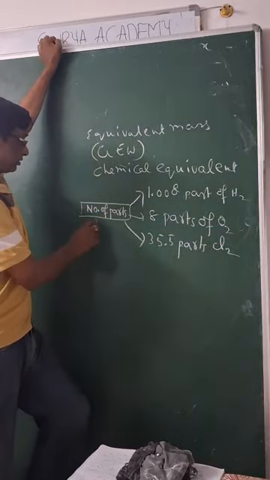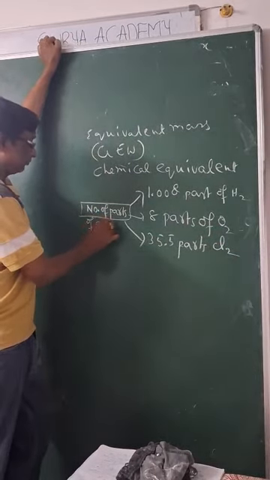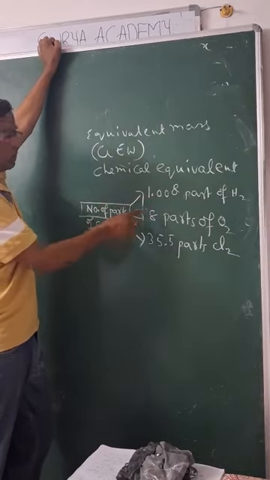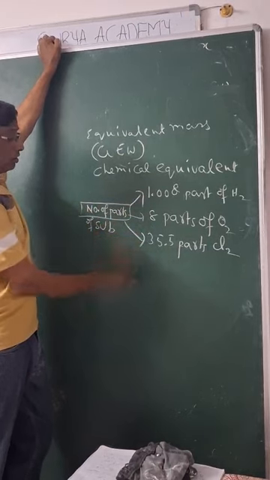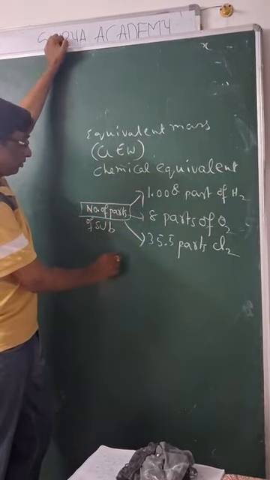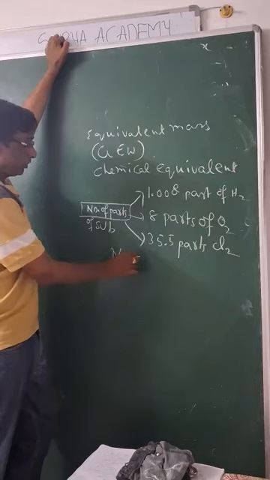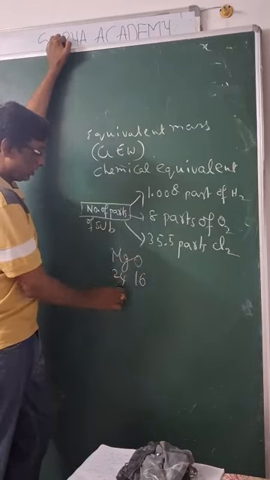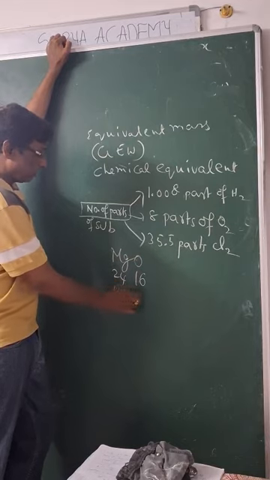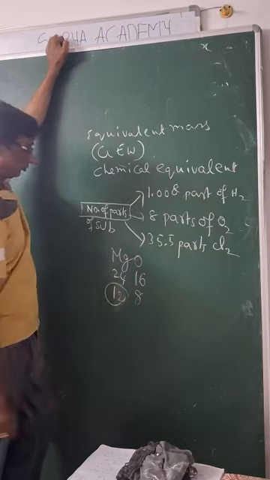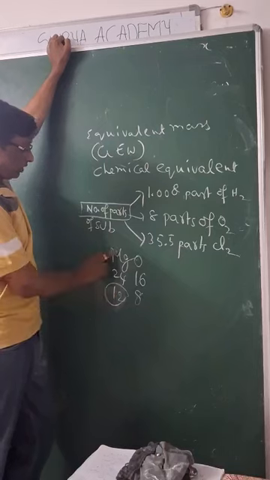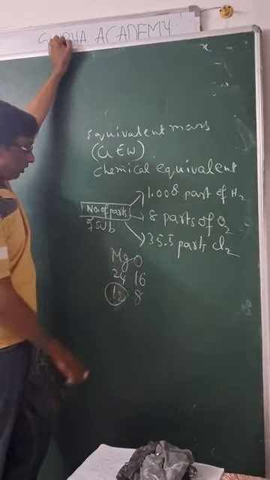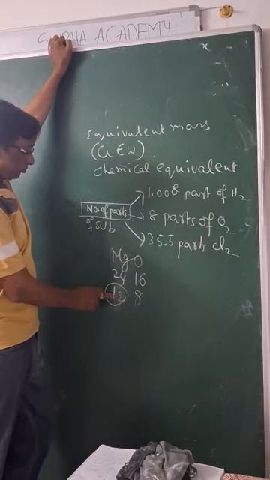Equivalent mass is the number of parts of a substance that combine with 1 part of hydrogen, or 8 parts of oxygen, or 35.5 parts of chlorine. I am taking MgO for example. 24 parts combine with 16 parts, so 12 parts of magnesium combine with 8 parts of oxygen. So what is the equivalent mass of magnesium?